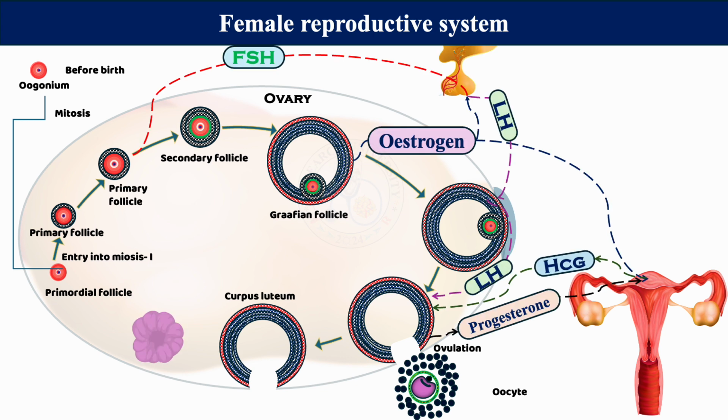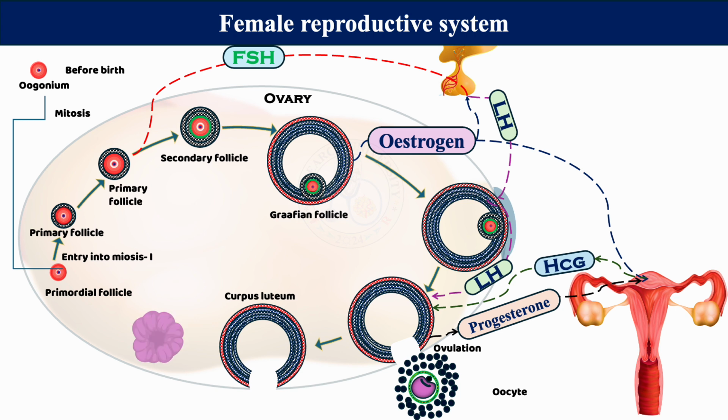Another function is hormonal production. Ovaries secrete hormones including estrogen, progesterone and small amounts of testosterone. These hormones play a crucial role in regulating the menstrual cycle, supporting pregnancy, maintaining bone density and also influencing the secondary sexual characteristics.